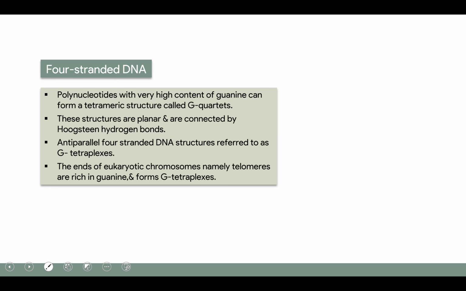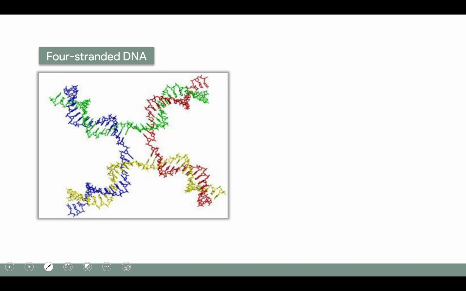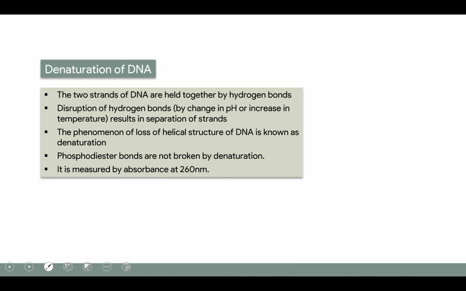There is also 4 stranded DNA. So basically a polynucleotide with a high content of guanine can form a tetrameric structure which is called G quartets, and these structures are planar and connected by Hoogsteen hydrogen bonds. The antiparallel 4-stranded DNA structure is referred to as G tetraplex, and the ends of eukaryotic chromosomes, namely telomeres, are rich in guanine and form G tetraplex. This is the diagram showing the 4-stranded DNA.